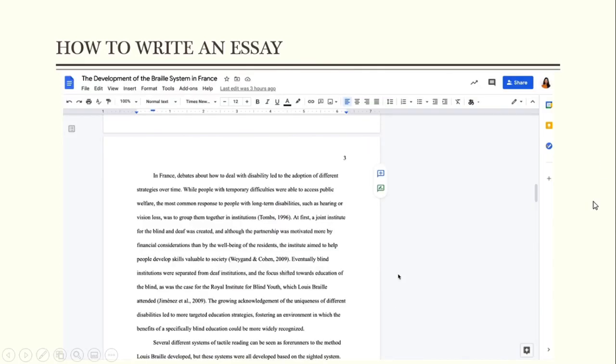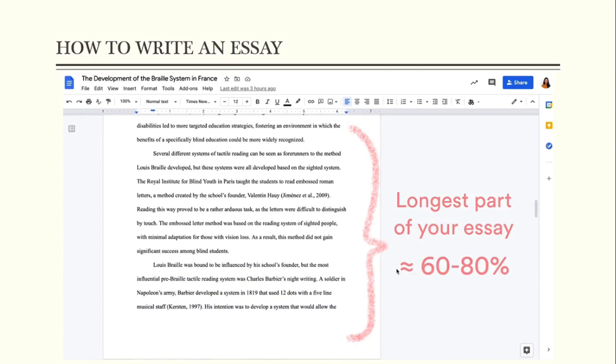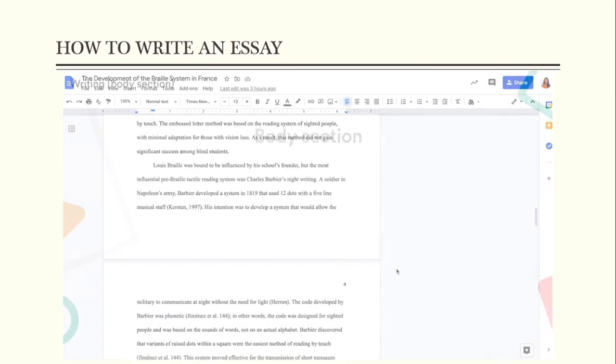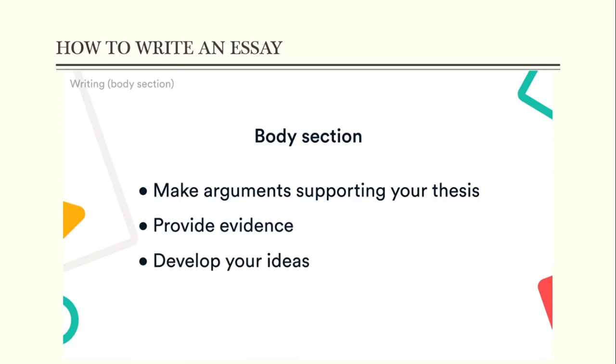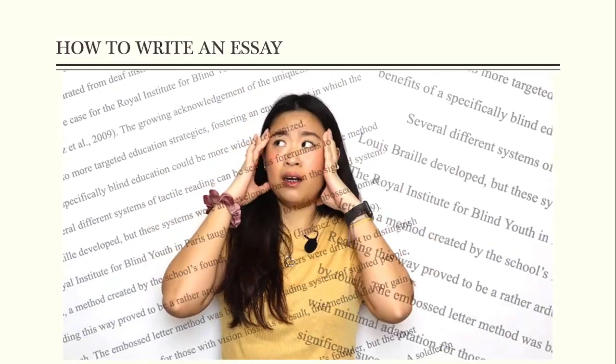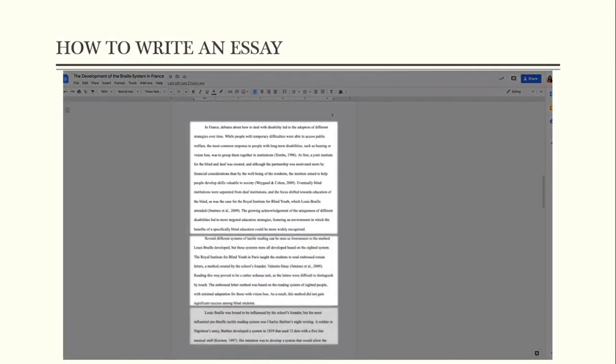Moving on to the body section. This is the longest part of your essay, usually around 60 to 80%. Here is where you make arguments supporting your thesis, provide evidence, and develop your ideas. It's easy to get lost in a big chunk of text. To give your essay a clear structure, it is important to make use of paragraphs. Each paragraph should be centered around just one argument or idea.